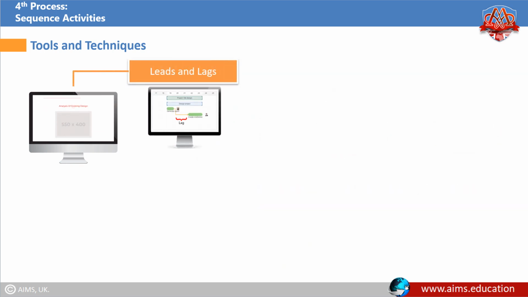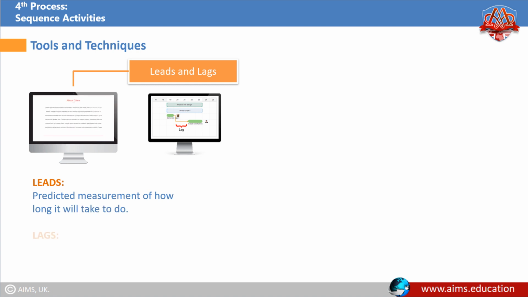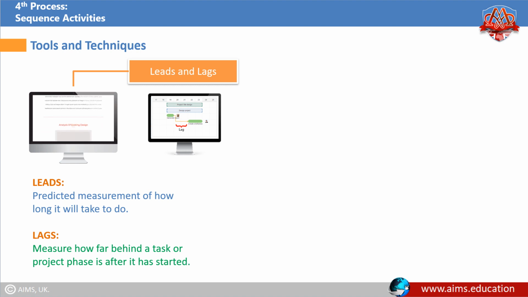Leads and lags. They should be considered when determining the dependencies. Lead versus lag. Leads are the predicted measurement of how long it will take to do something, while lags measure how far behind a task or project phase is after it has started.